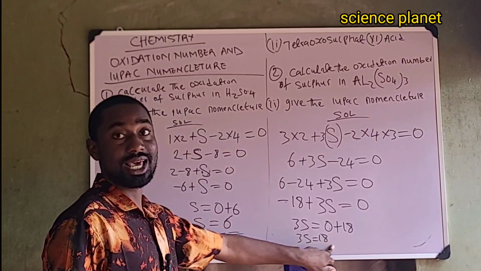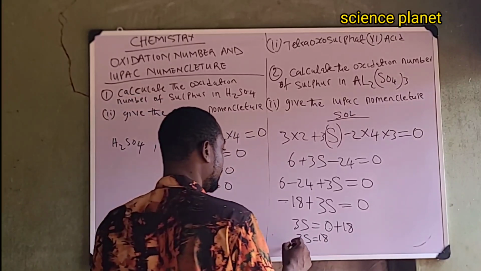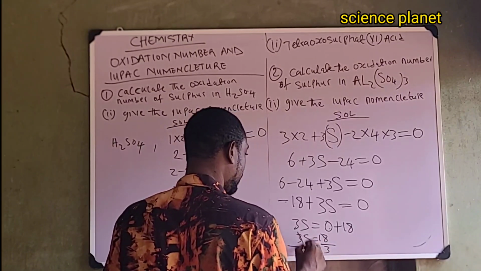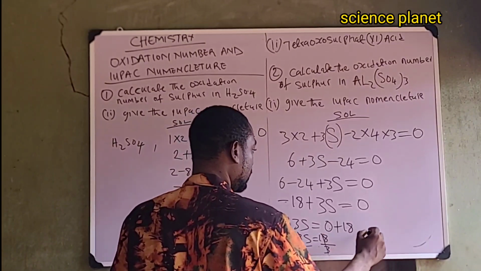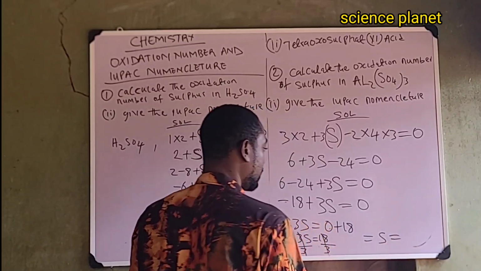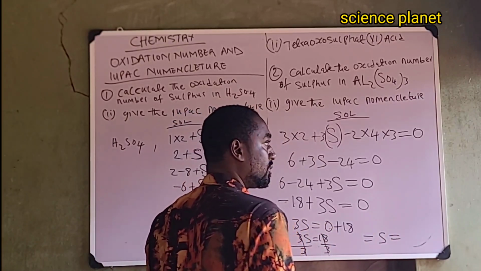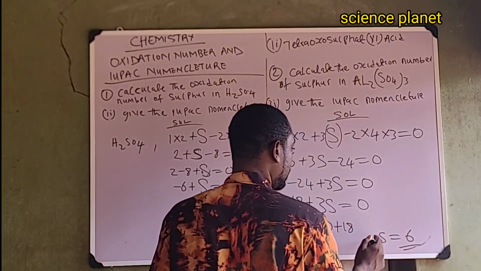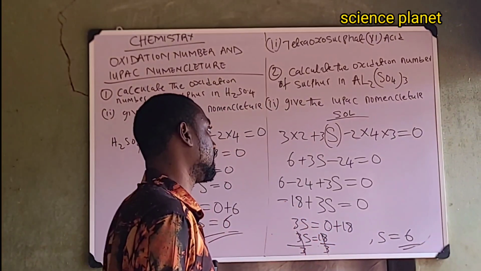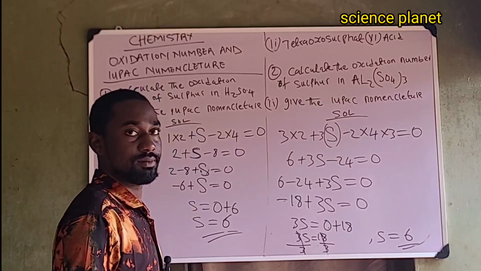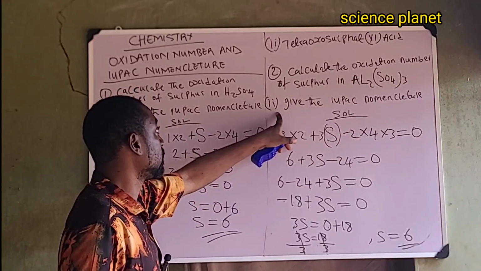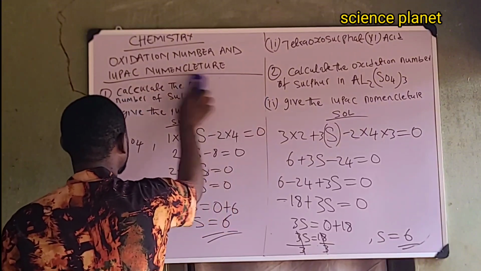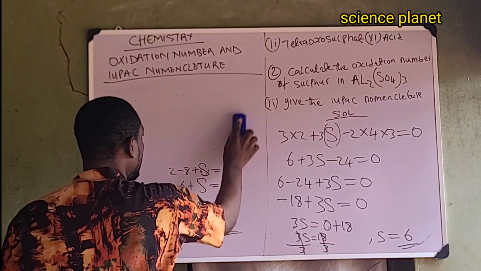3s equals 0 plus 18, which gives us 18. So we divide both sides by the coefficient of 3s. The coefficient of 3s is 3, so divide both sides by 3. 3 going into 3 gives 1, and 3 going into 18, S equals what? S equals 6. So 6 is our answer. Our S is 6. You can see it's a very simple calculation.